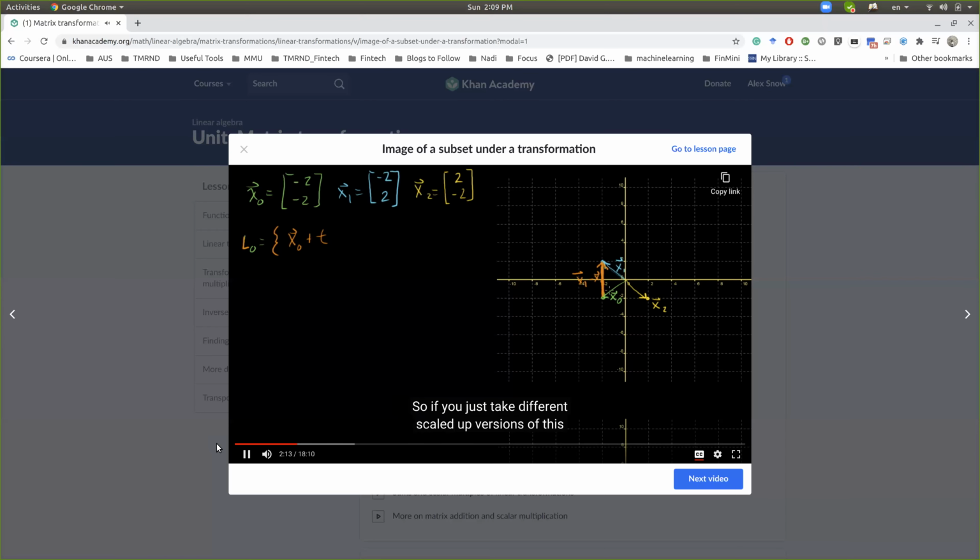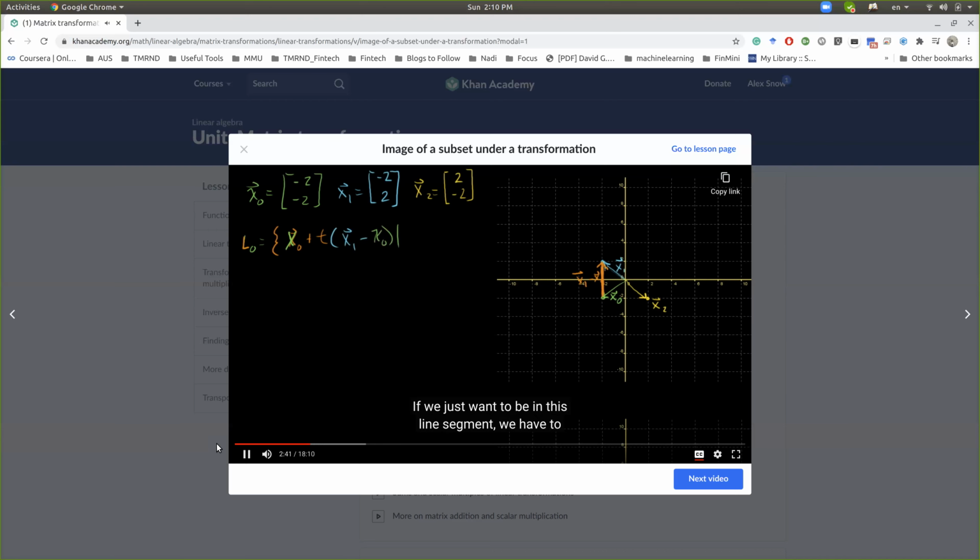So if you take different scaled up versions of this vector, you're going to end up at different points in this direction. We're starting at x0, and then we're going to add scaled up versions of this orange vector, which is just the difference of x1 and x0. So let me write that: scaled up versions of x1 minus x0.